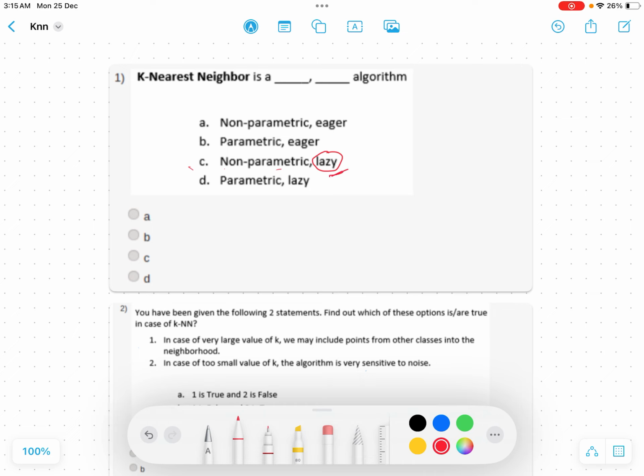And if you increase the value of k, the computation time is going to increase and the algorithm is going to be slow. So that is why we call it lazy. And this is non-parametric. Why? Because the data are from some unknown distribution and we don't have much info about the parameters of this unknown distribution, like the mean and variance. So this is a non-parametric and lazy algorithm.